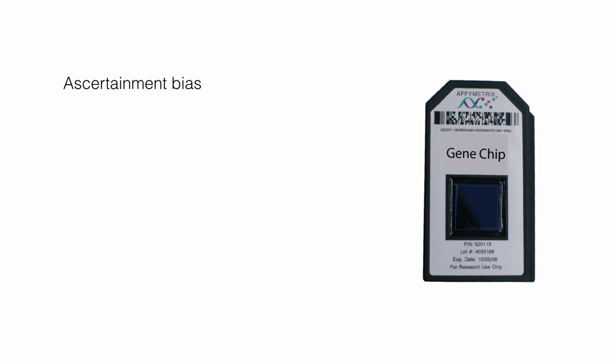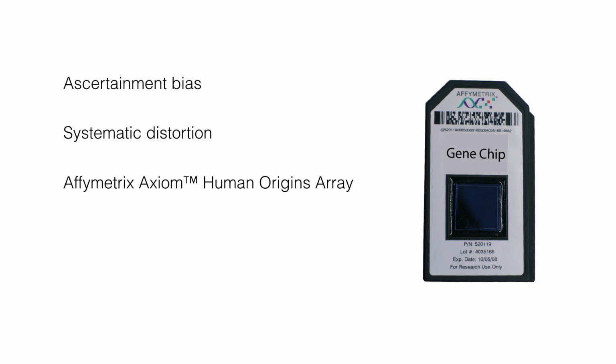Ascertainment bias in genetics is a systematic distortion in measuring the true frequency of genetic markers due to the way that the data was collected. As an example of addressing this problem, the Affymetrix Axiom human origin assay was designed. This was designed using International Hapmap. This array includes 630,000 SNPs ascertained by resequencing in 13 populations of HGDP and Hapmap.